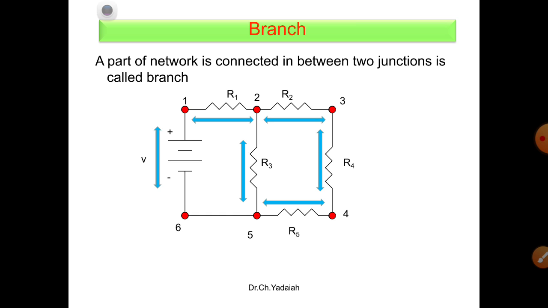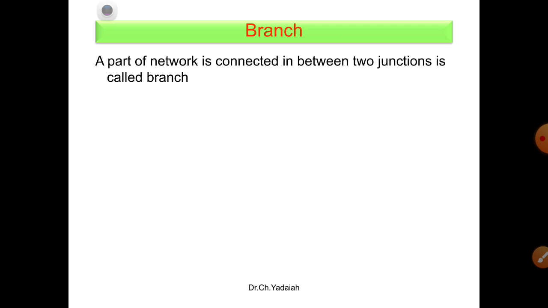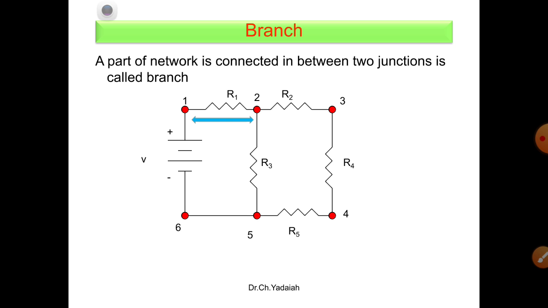So these are the definition and meaning: a part of a network connected in between two junctions is called a branch. There are 6 branches you can observe: 1, 2, 3, 4, 5, 6. Whether active elements or passive elements are connected between the two junctions, that element is nothing but one branch. So a part of the network connected in between two junctions is called a branch. Now we have already seen this.